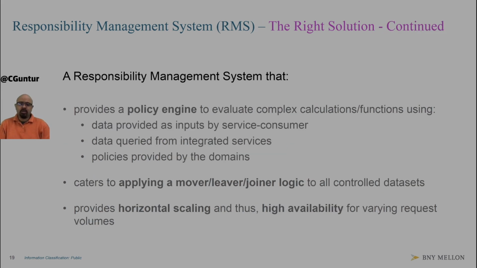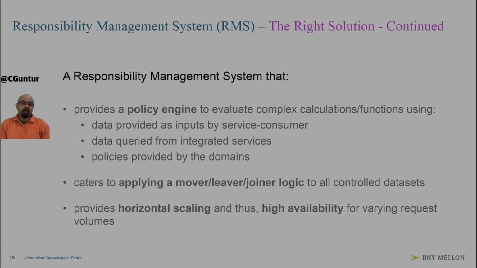In addition, a responsibility management system should provide for a policy engine that can evaluate complex calculations. There are typically three elements that are included in this evaluation. There is data that is provided ad hoc by the service during the request, and it could be different for each request. And there is data that is available through integrated services. This is commonly referred to as reference data or static data. And then there are the policies themselves, which are provided by the domains. The responsibility management system additionally should cater to mover, leaver, joiner logic. And especially in this cloud and container environment, it should be horizontally scalable and highly available.